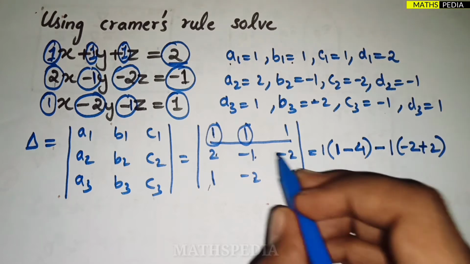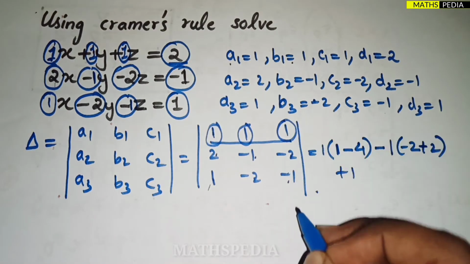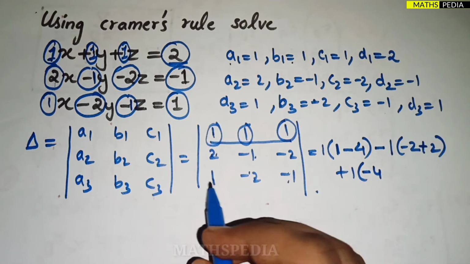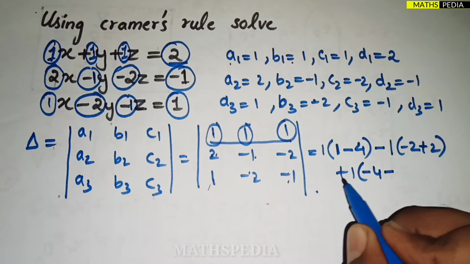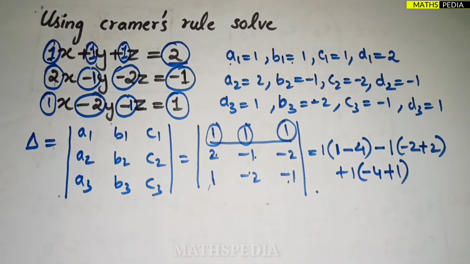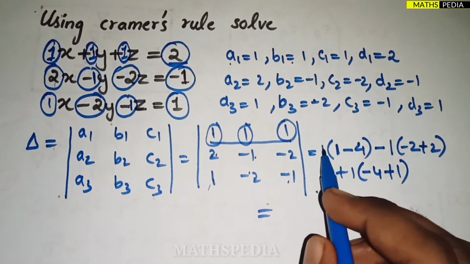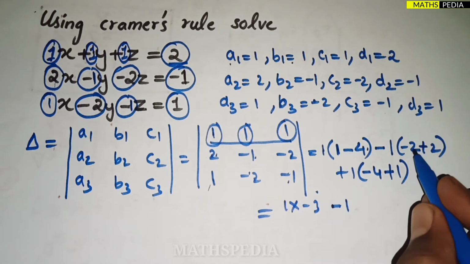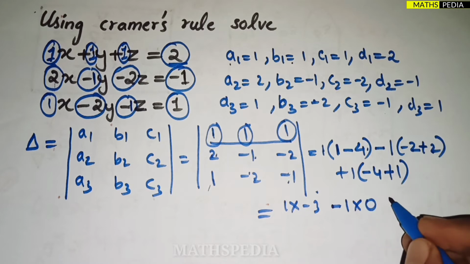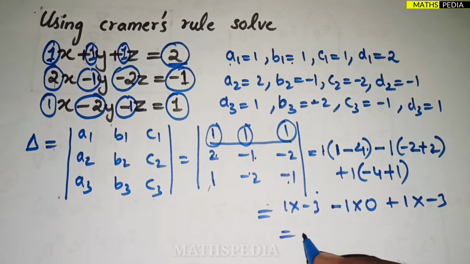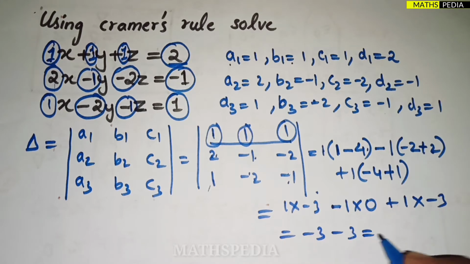The last element, it is plus 1, leaving this column and row. 2 into minus 2 is minus 4, then put minus, 1 into minus 1, so it will be plus 1. Just see through this. Now again this multiplication we have to do. So 1 into 1 minus 4 is what? Minus 3. Minus 1 into, this is 0, plus 1 into minus 4 plus 1 is minus 3, so this will be minus 3, which is equal to minus 6.